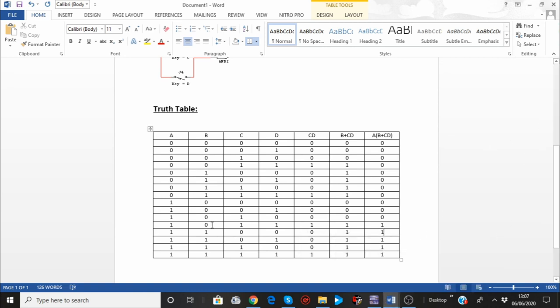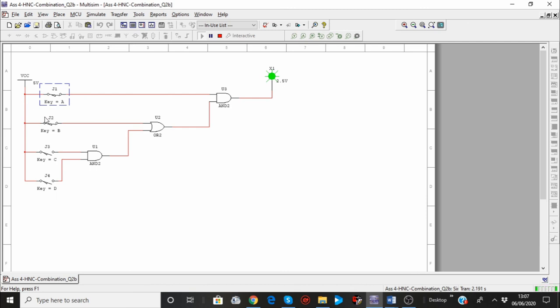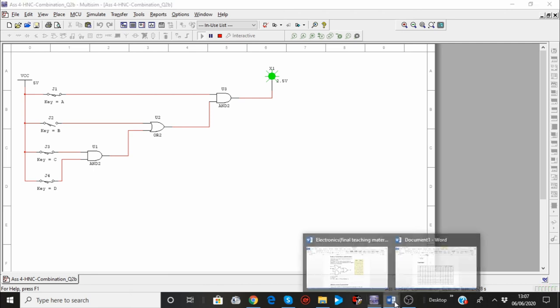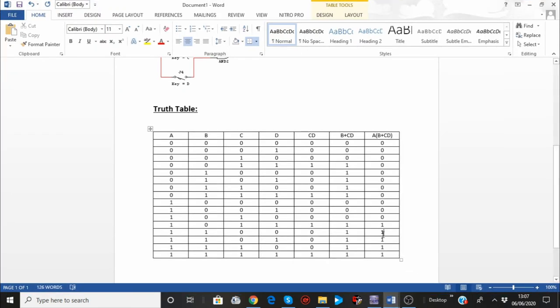What about A is on, B is off, C and D are on? You have to get an output. So let's turn this off and turn C and D on. Yes, it's true. So that's again that column. So I've done two columns tested.